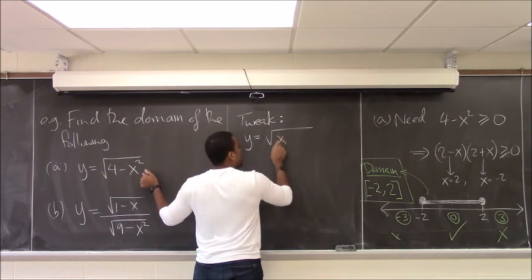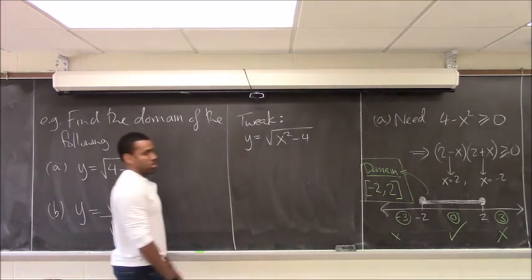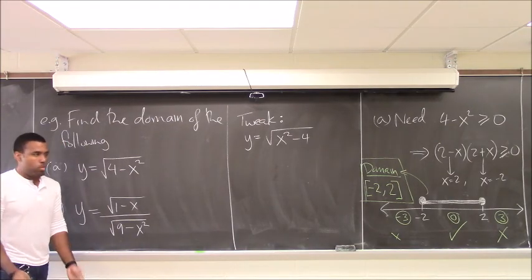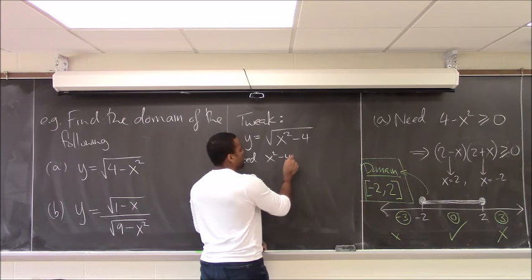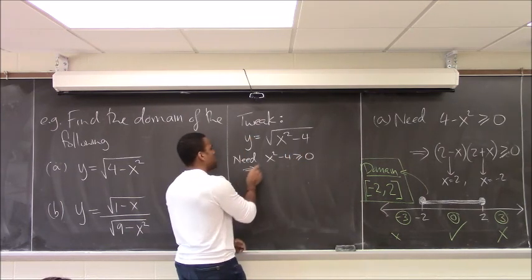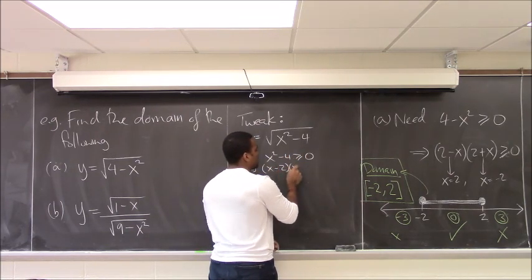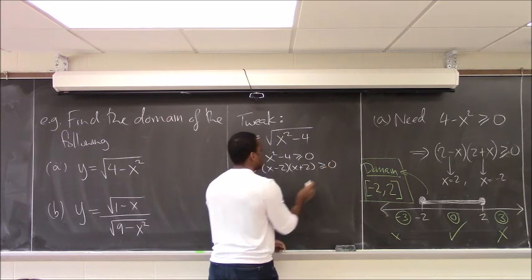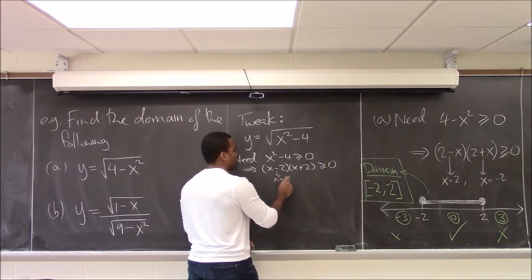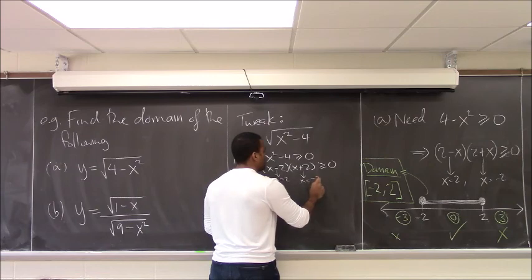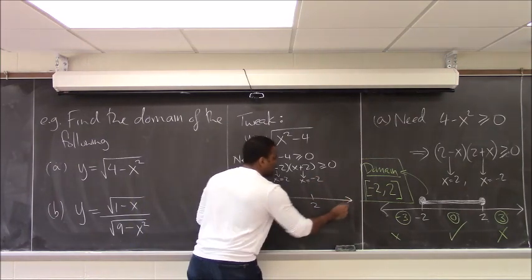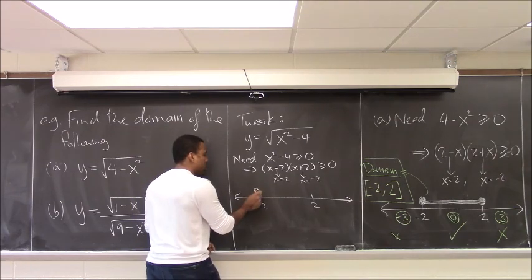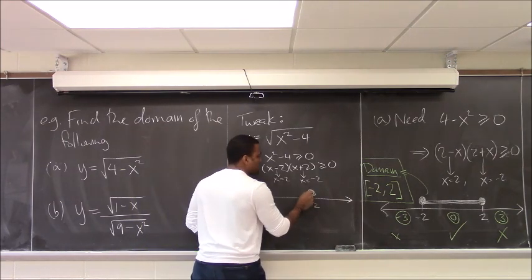Where if I instead asked you x squared minus 4, you'd start out the same way. I need x squared minus 4 to be greater than or equal to 0. This would mean that x minus 2 times x plus 2 is greater than or equal to 0. This means I'm going to test x equals 2 and x equals minus 2. Initially, I would have something looking very similar. Equality can happen here, so I would shade those.